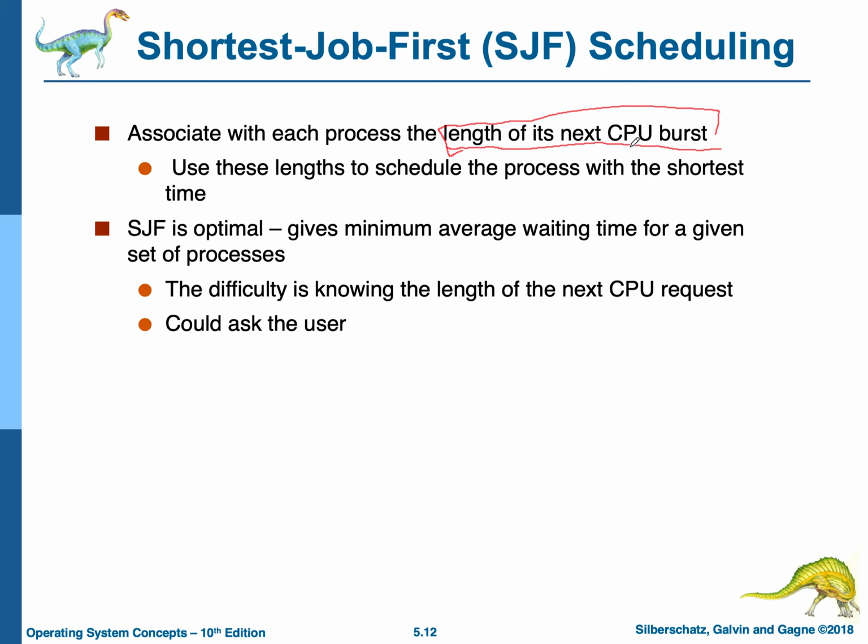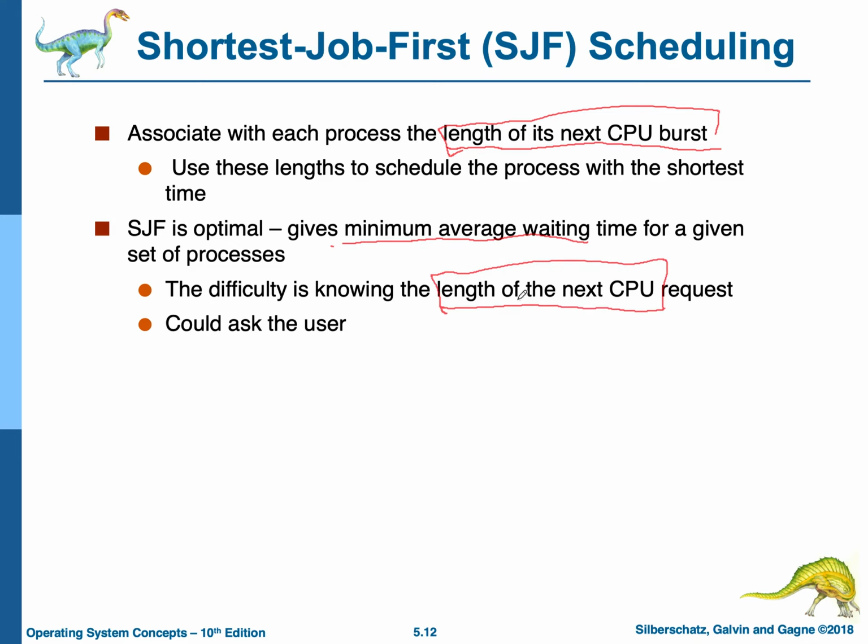The distribution is done on the CPU on the basis of the CPU burst. We use the length to schedule the process with the shortest time. SJF is optimal, it gives the minimum average waiting time, as we have already seen in the previous example. If the jobs arrive in the inverted order, P3 and P2 arrive before P1, then the average waiting time is minimized. But the difficulty is knowing the length of the next job.